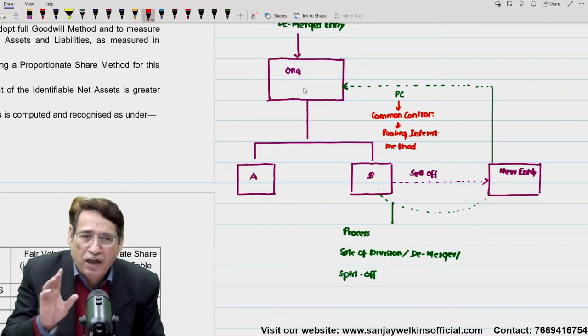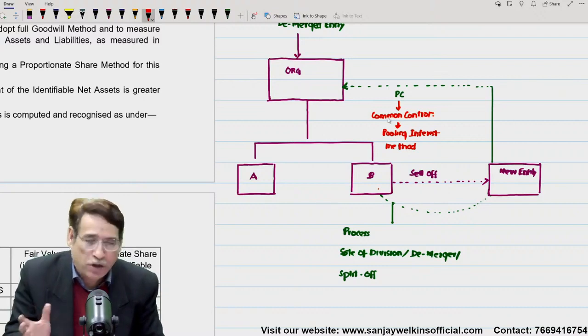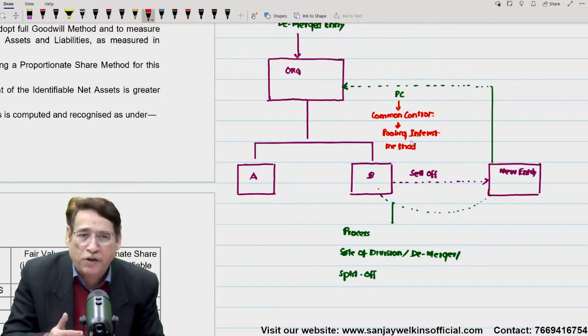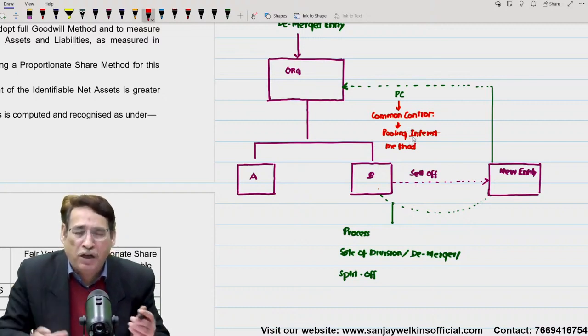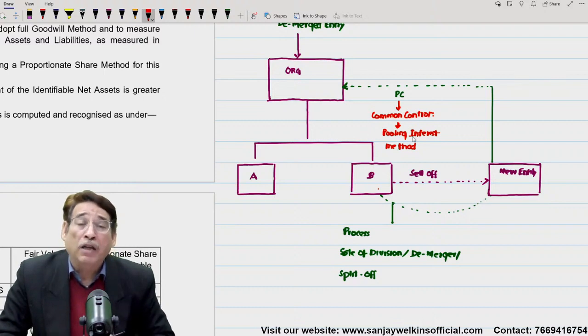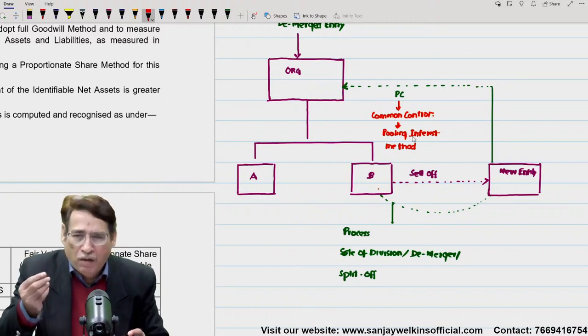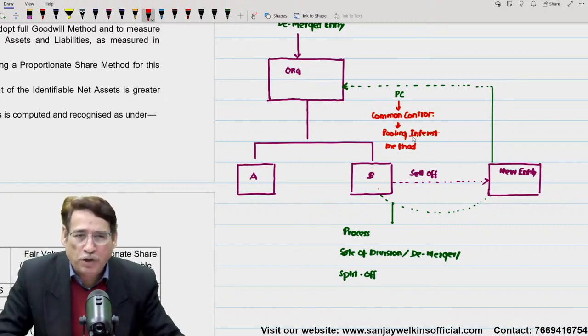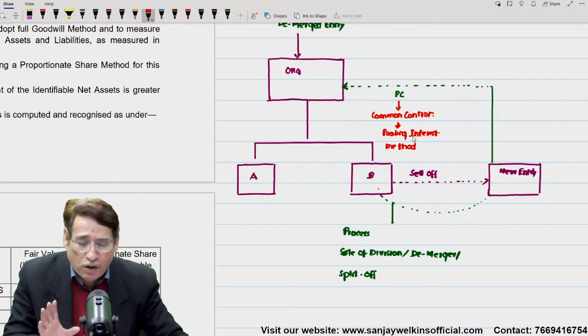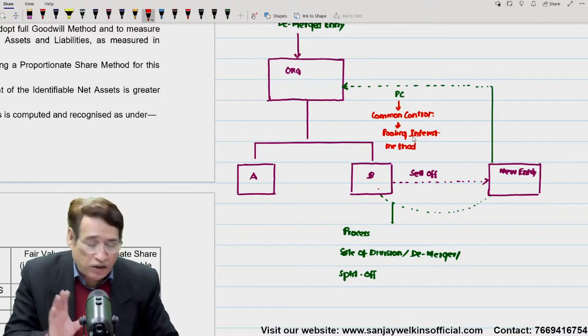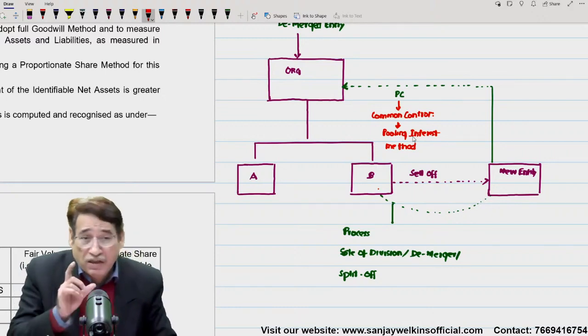Ind AS 103 Appendix C will apply. That means the common control methodology we will have to apply, wherein we will have to apply the pooling interest method to do the accounting. And under the pooling interest method, as I told you, all the assets and liabilities will be recorded not at fair value, rather at book value. There are some other facets, which I will explain when I do the question. Is it clear to you or not? I hope up to this particular point, things are clear. Now, this is the first scenario.